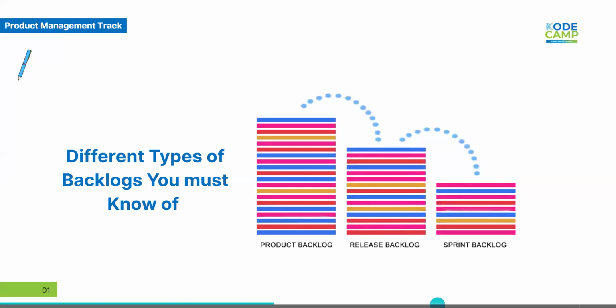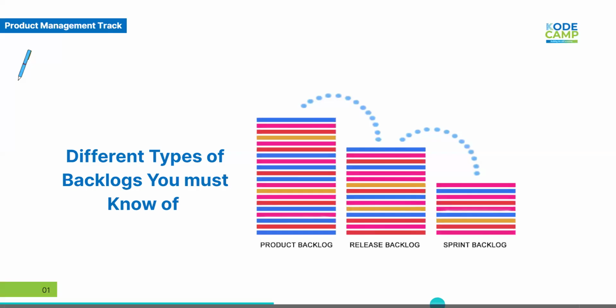So how do they all work together? You start with a product backlog that has everything from ideas to bugs to future plans. Then you define a goal for the next version. Maybe you want to improve onboarding, you select the relevant stories and create a release backlog. I hope we are connecting this.